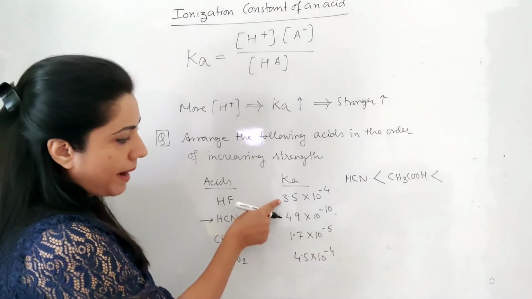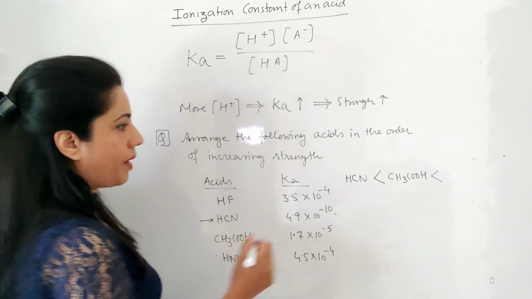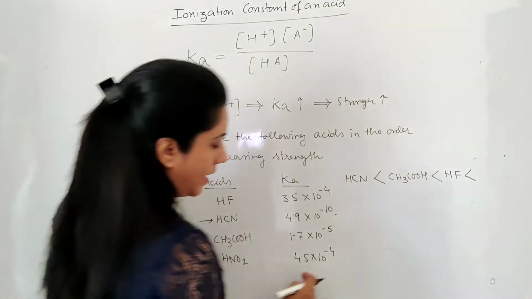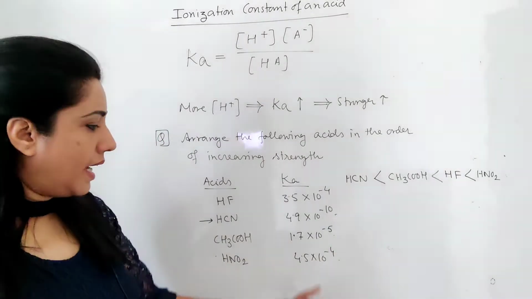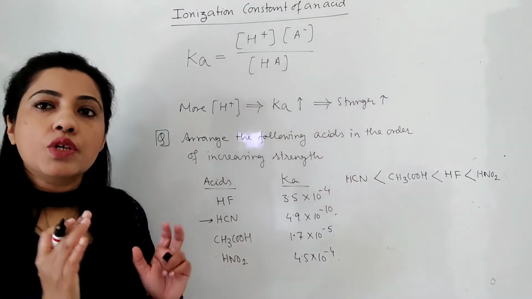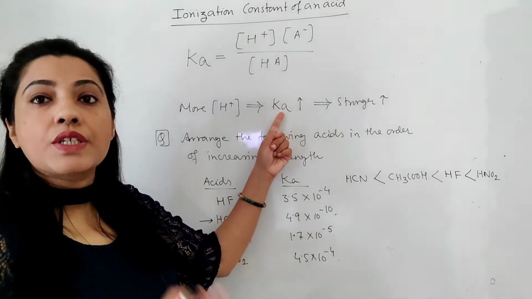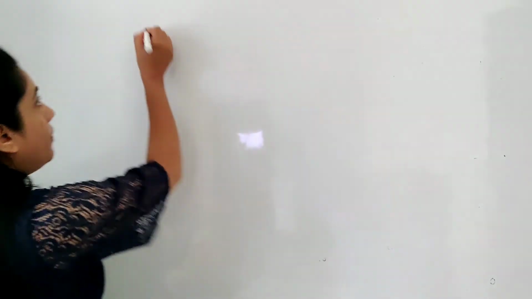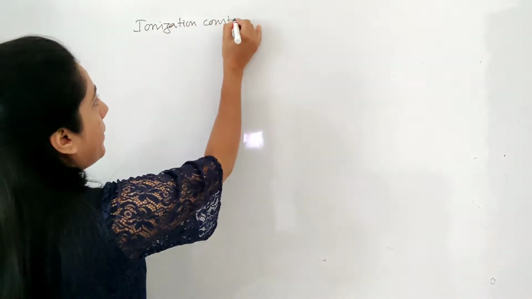Now we have two acids of the same order, 10 raised to power minus 4 and 10 raised to power minus 4. So see the magnitude, this is 3.5, this is 4.5. So this is the lesser value, HF is 3.5 into 10 raised to power minus 4. So next will be HF and last will be your HNO2. So here we can see the maximum value of Ka is of nitrous acid, and nitrous acid is the strongest acid here. So we conclude here that the larger the value of Ka, the stronger the acid would be. Let us now talk about the ionization constant of a base. So give the heading ionization constant of a base.